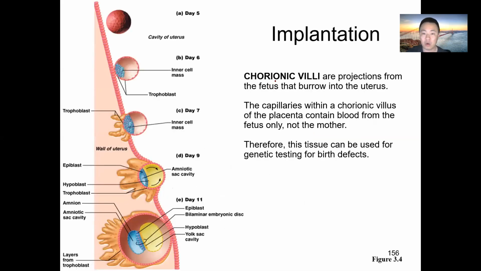Now, chorionic villi here are projections from the fetus that burrow into the uterus. The capillaries within a chorionic villus of the placenta contain blood from the fetus only, not the mother. Therefore, the tissue can be used for genetic testing for birth defects. You can see here's the blastocele, a blastula, and then it becomes this particular structure, and then it starts to burrow inside. And then eventually it will make its way in and begins the growing process of that embryo.